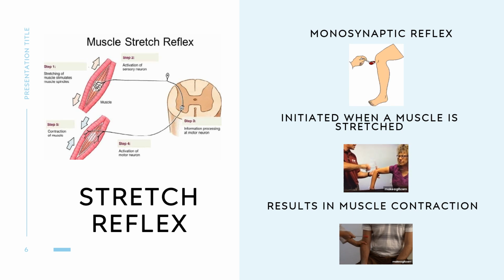So stretch reflex is a monosynaptic reflex. It is initiated when a muscle is stretched, and this results in contraction of the stretched muscle. So these are a few examples of stretch reflex. We can see here the knee jerk, triceps jerk, biceps jerk. These are the examples.